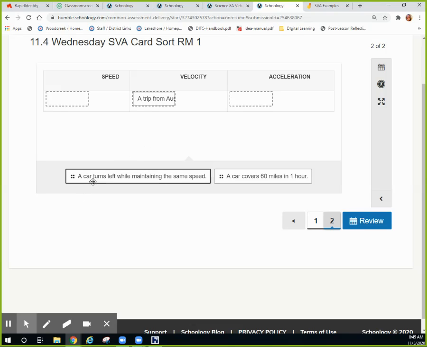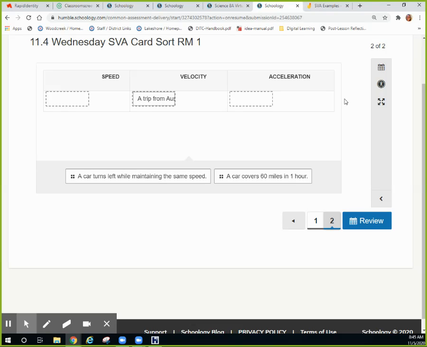Number 2 says a car turns left while maintaining the same speed. I'm curious if you guys can figure this out. So somebody said speed, but I want you to pay attention. They did not give you a distance and they did not give you a time. There's no distance or time in this example. Yeah. So the definition of speed, for those of you who are saying this is speed, is distance divided by time. This answer does not give you a distance and it does not give you a time. So this is not speed.